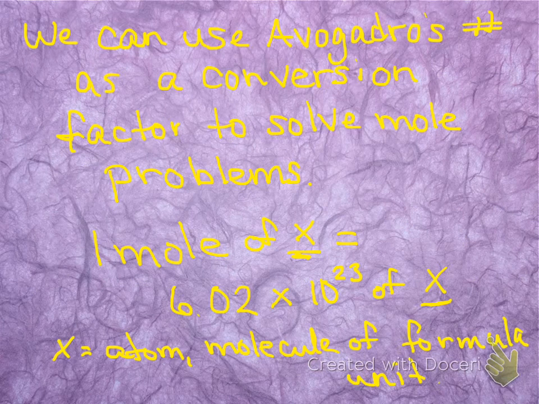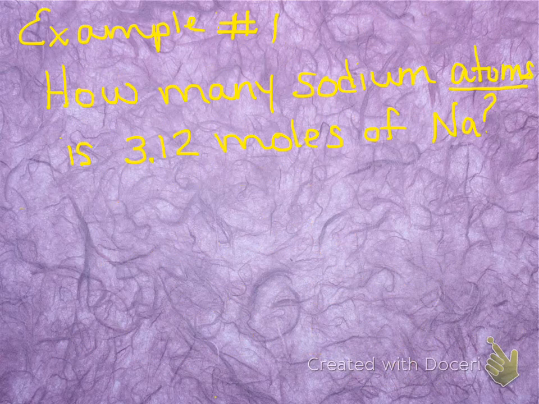Now if you remember back to first semester when we were doing conversions, we can use Avogadro's number as a conversion factor to solve mole problems. What we're going to say is we've got 1 mole of X is equal to 6.02 times 10 to the 23rd of whatever X is. X can be atoms, molecules, or formula units. So let's look at some examples.